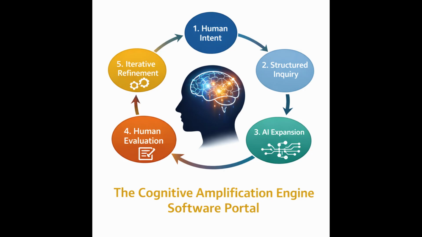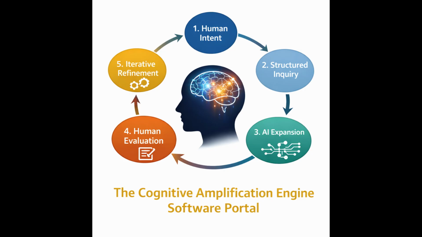Step 4, human evaluation. The control returns fully to the human. In human evaluation, the user reviews, filters, challenges, and judges the AI-generated insights. This step restores human values, context, ethics, and experience. Nothing moves forward without conscious human approval.